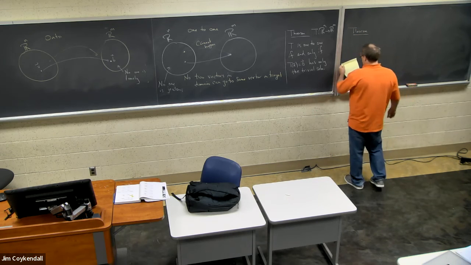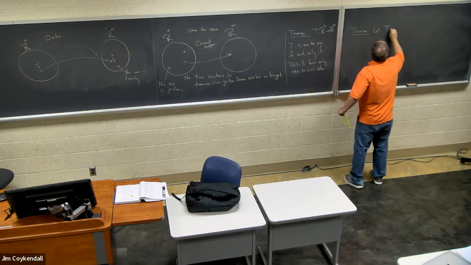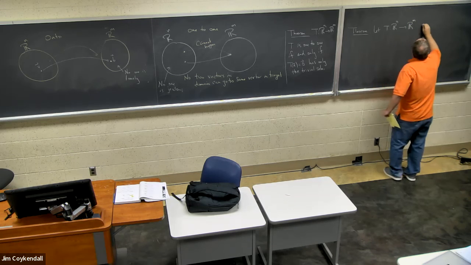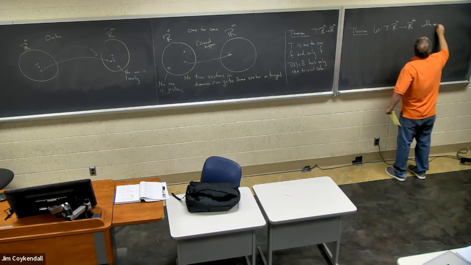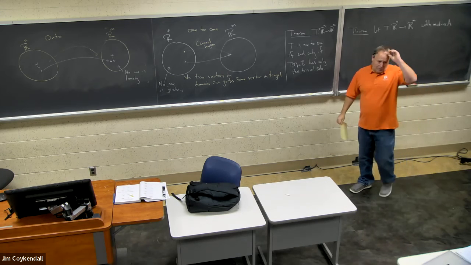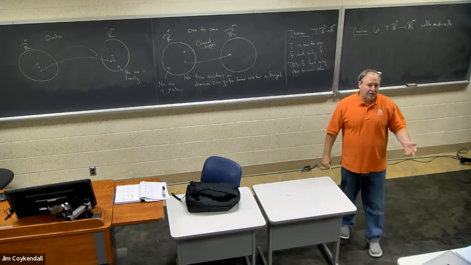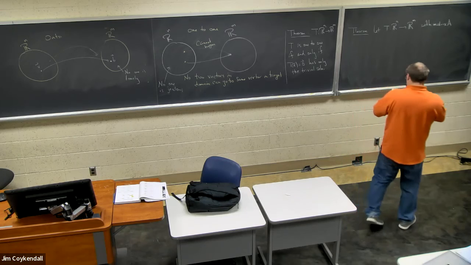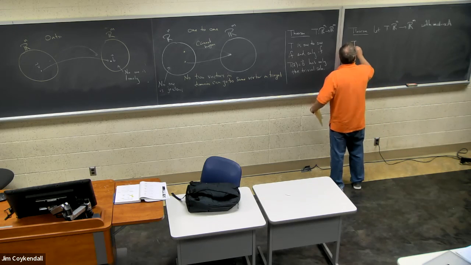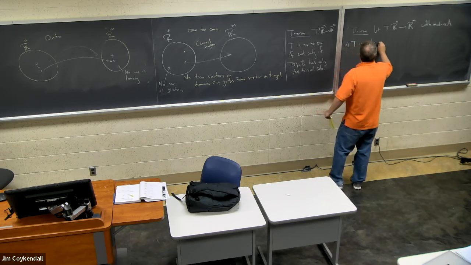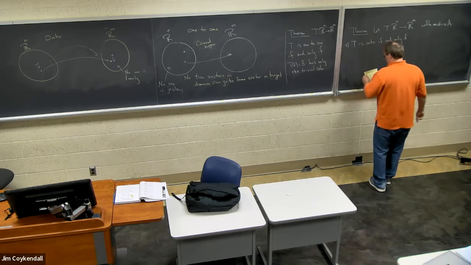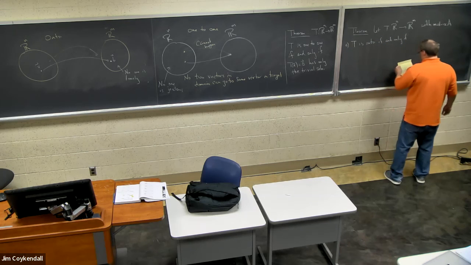Theorem. Let T be a linear transformation from Rn to Rm with matrix A. Suppose you go through the trouble we went through in class today: you've got a linear transformation, you figure out what the matrix is. We'll call it A. Then T is onto if and only if the columns of A span Rm.